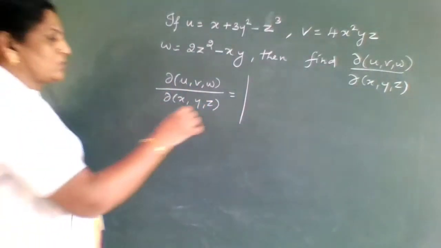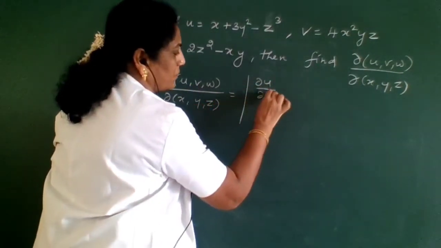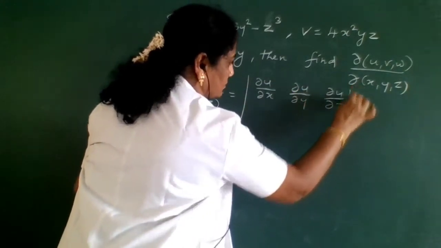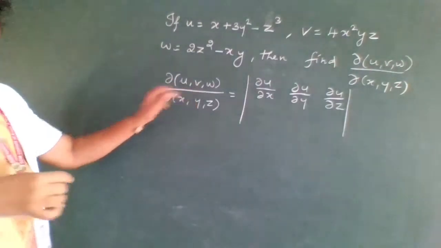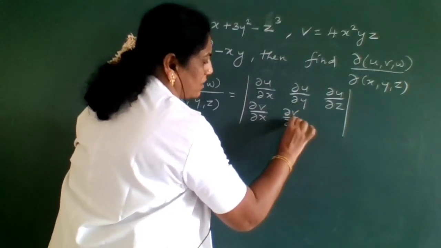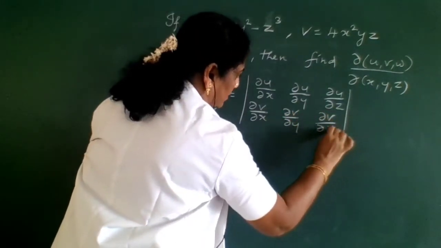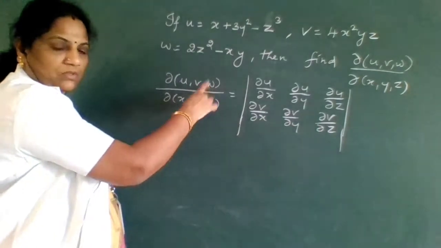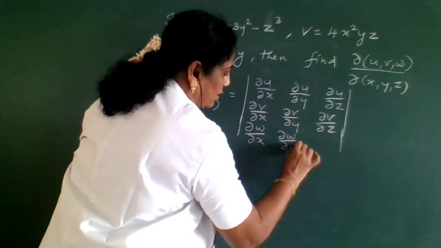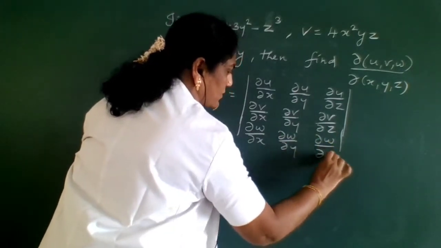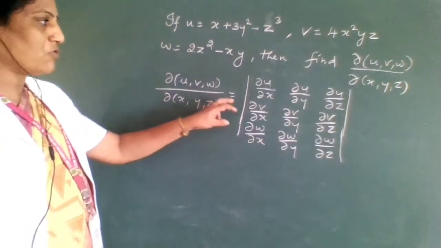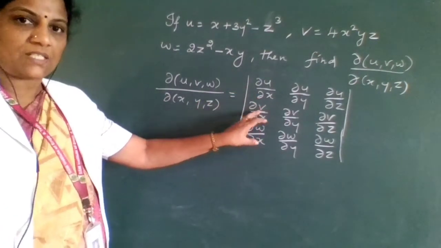take u. So ∂u/∂x, ∂u/∂y, and ∂u/∂z. Second take v: ∂v/∂x, ∂v/∂y, and ∂v/∂z. Finally take w. So we have ∂w/∂x, ∂w/∂y, and ∂w/∂z. This is the determinant. So we have to find the input values of this determinant.